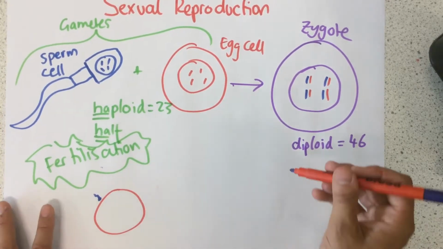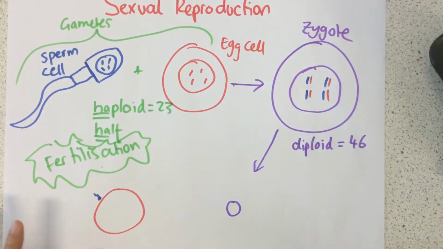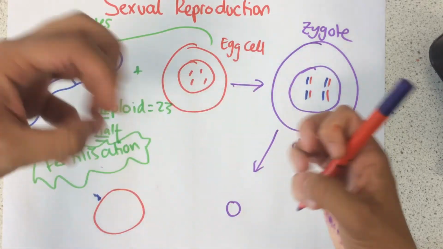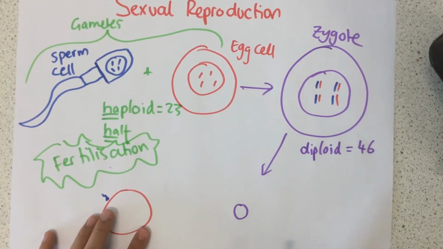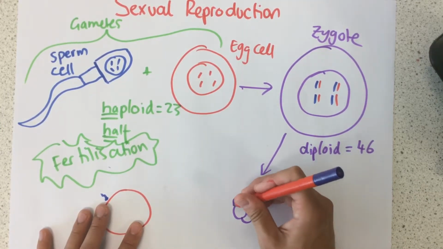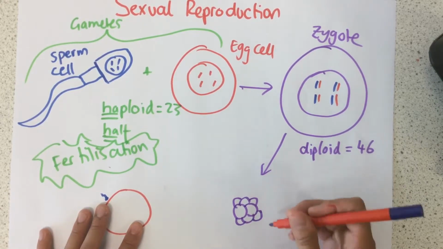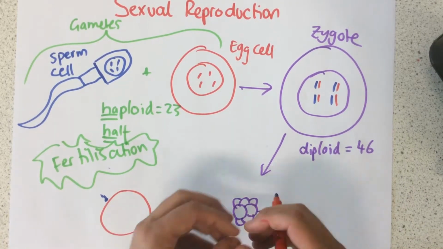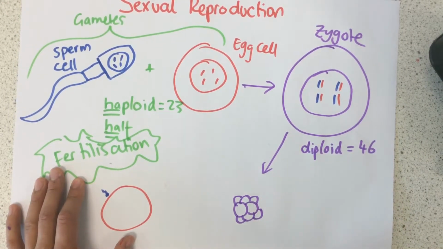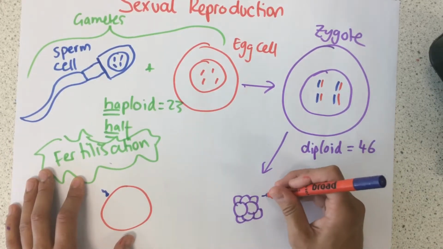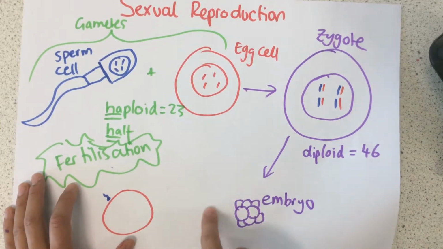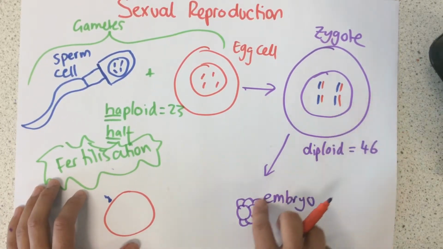What can then happen is, I'm just going to redraw this, the cell starts to divide. So it starts to double and double and double. It does this through the process of mitosis. So we start off with one cell, then we'll have 2, then 4, then 8, and so on. It keeps on dividing and dividing and developing and developing. So we get more and more and more cells. In this early developmental stage, it's called an embryo. So an embryo is just a name for this developing ball of cells after we've had fertilization.